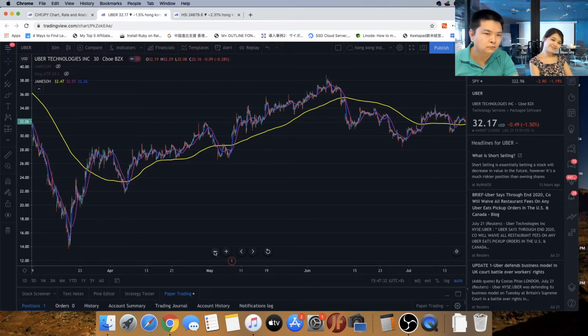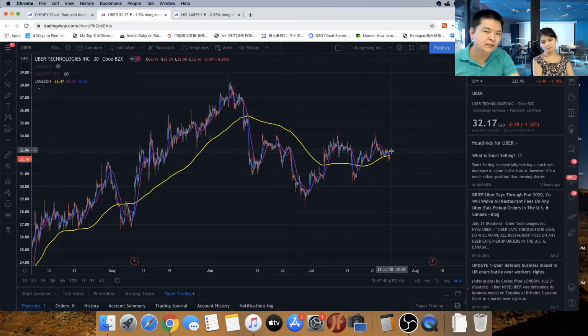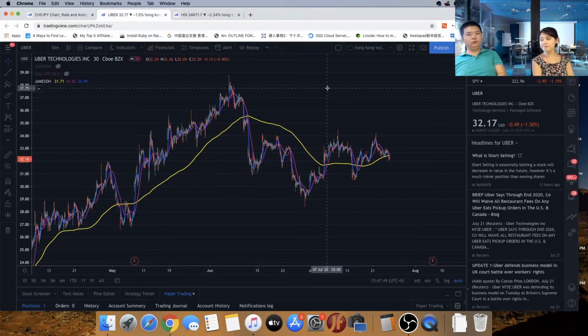I'm not sure about later on. For example, right now it's more likely to continue to go up, right? I think so. It's more likely it will continue to go up if it respects this line, okay? If it goes along this line, the 200 MA.